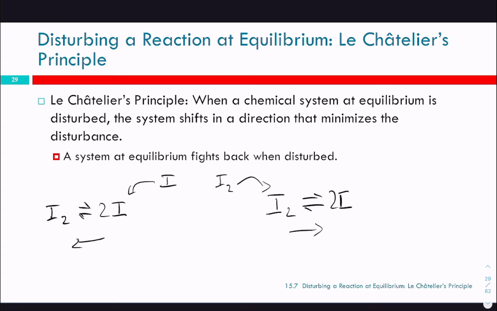So if you're increasing the concentration of I, you have more I molecules flying around, more of them colliding, and more of them reacting to form I2. So that's going to increase the rate of the reverse reaction, while the rate of the forward reaction remains the same. So if that rate of the reverse speeds up, then we'll have more I2 formed, that's the reaction shifting left, until those rates become the same again.